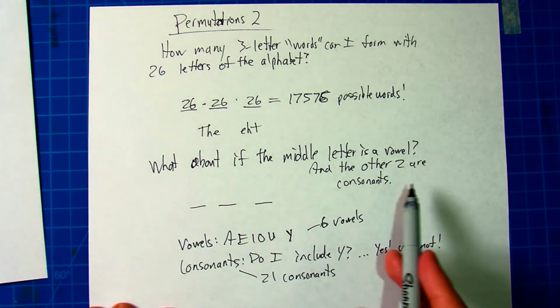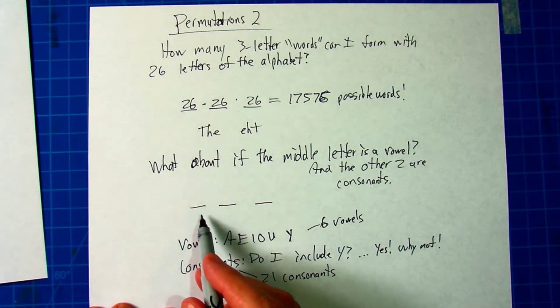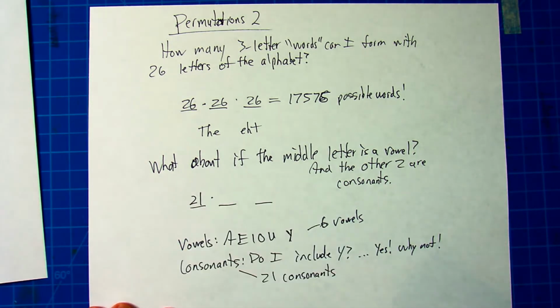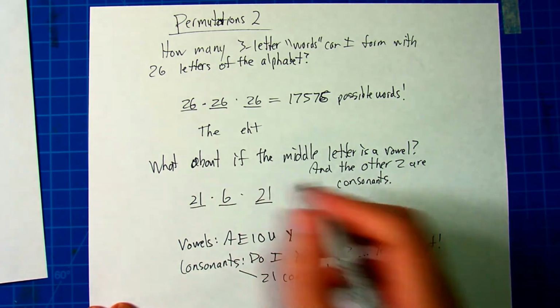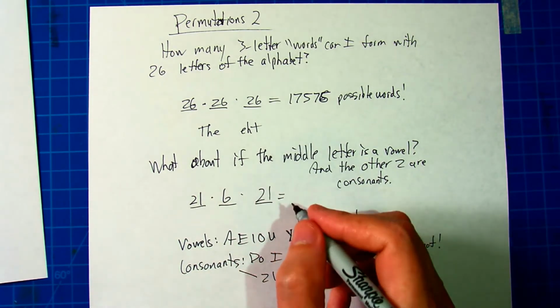To say how many of these there are, the consonant has to come first. There are 21 possibilities for that. There are 6 choices for vowels in the middle and 21 choices for consonants at the last letter.